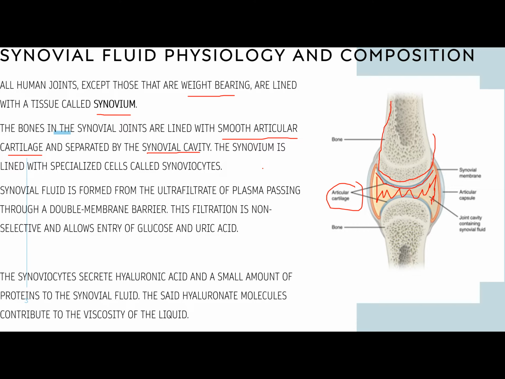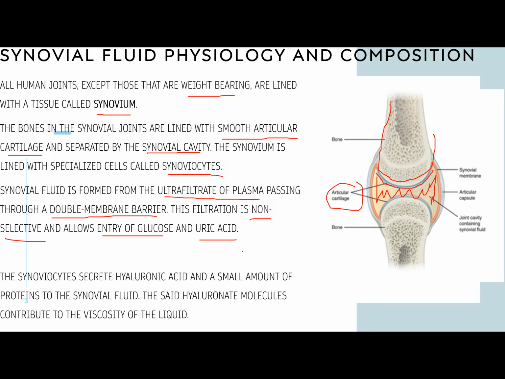Then the synovium class, listing note, is lined with specialized cells containing synoviocytes. So the synovium, the cells lining the synovium class are known as your synoviocytes. So synovial fluid is formed from the ultrafiltrate of plasma passing through a double membrane barrier. This filtration is non-selective and allows the entry of glucose and uric acid.